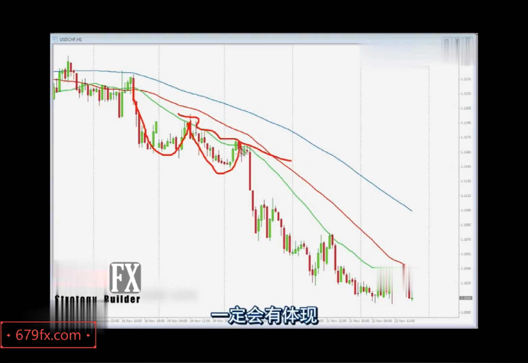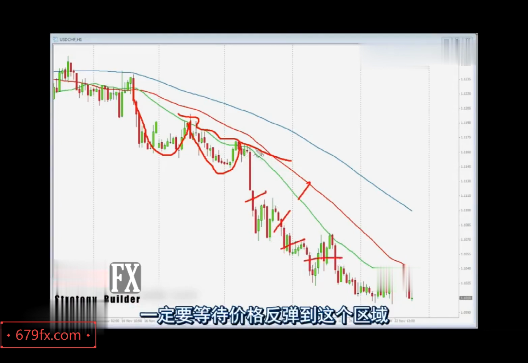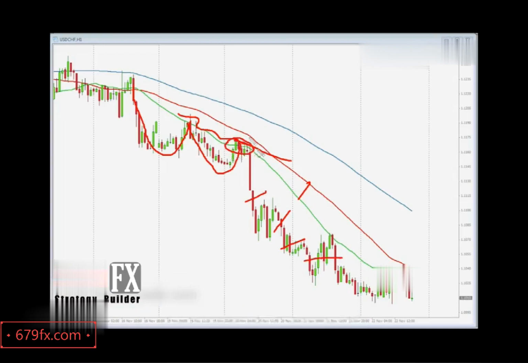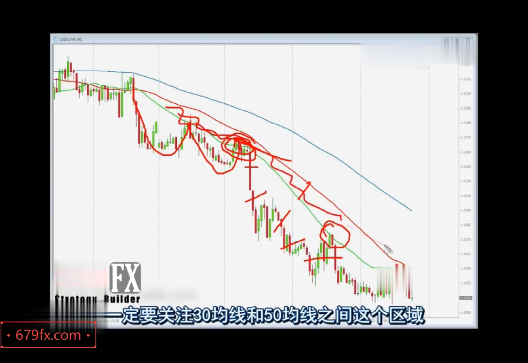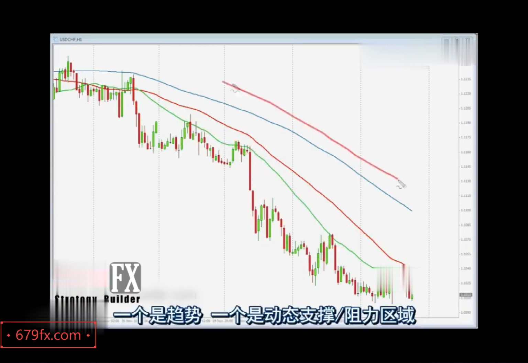All right. Like I say, you're not entering here or here or here. No, none of that. You're basically waiting for a pullback to the optimum area. Once you get your signal, bang, you enter short. Always wait for the perfect time, the area between the 30 and the 50 simple moving average. So that's two elements in your favor: the trend and the dynamic area of resistance.